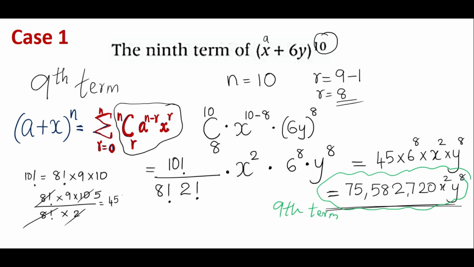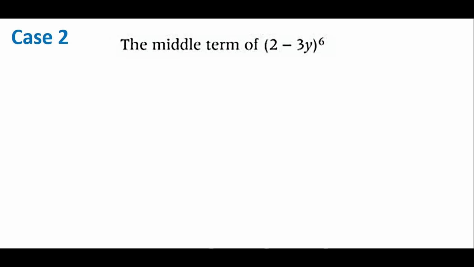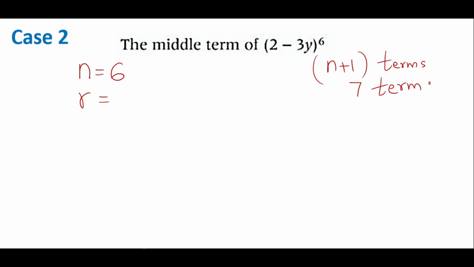Moving on to the next question. In case 2, the second question here, they are asking you to find the middle term of (2 minus 3y) to the power 6. Now starting off, n is equal to 6, and they have asked you to find the middle term. Since n is 6, there are going to be n plus 1 terms in the expansion. This was again discussed in the previous video. So here you're going to have 7 terms.